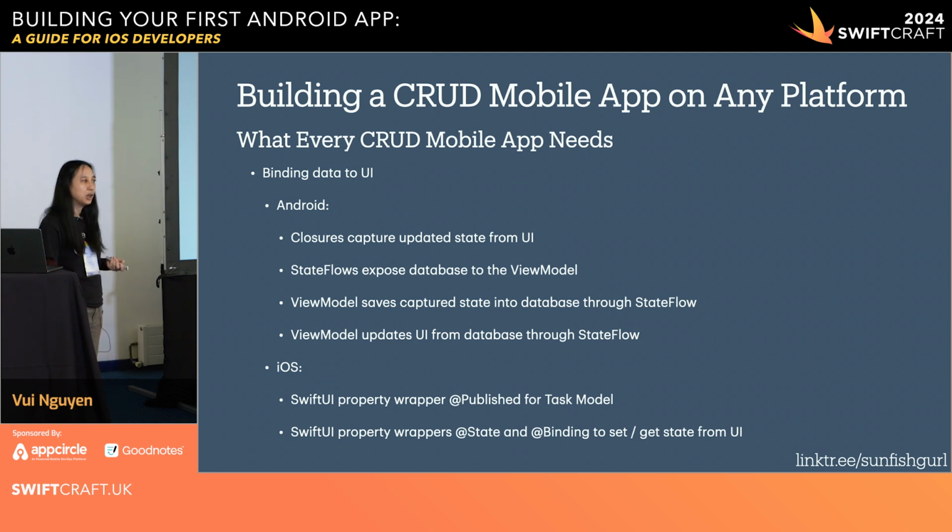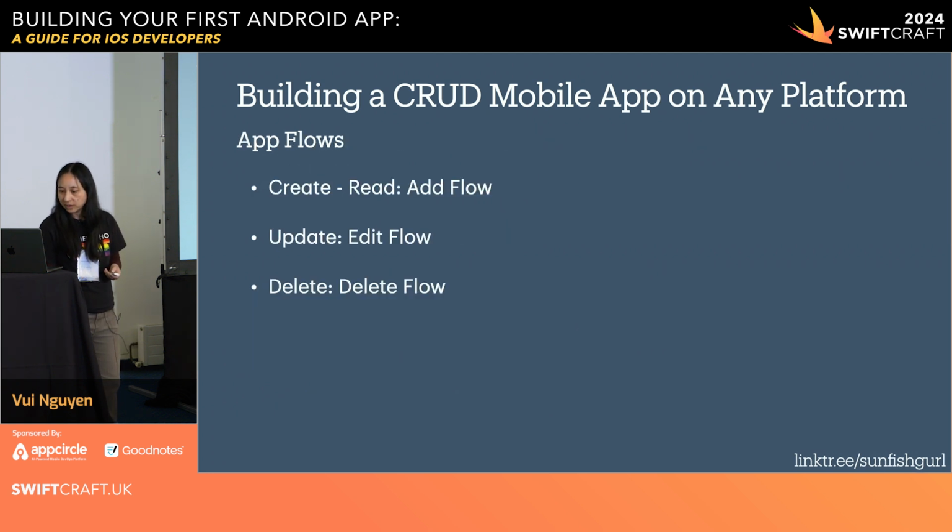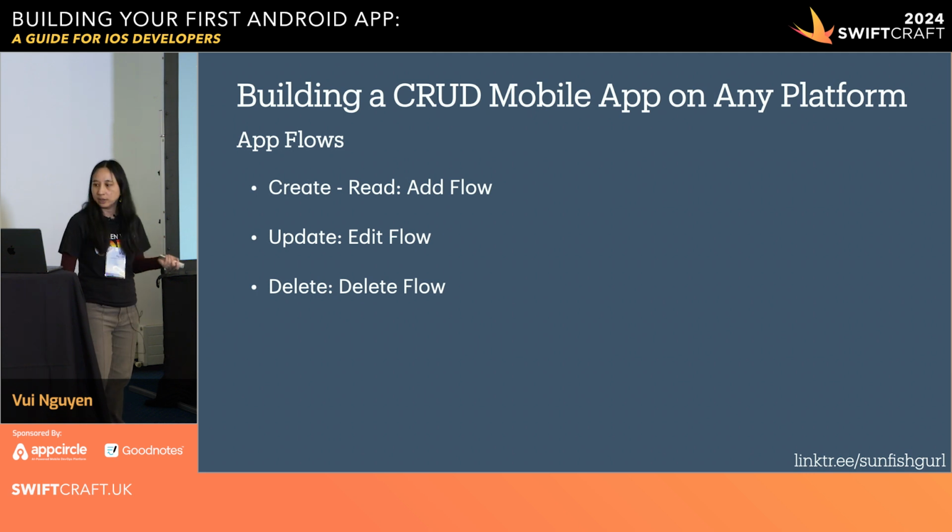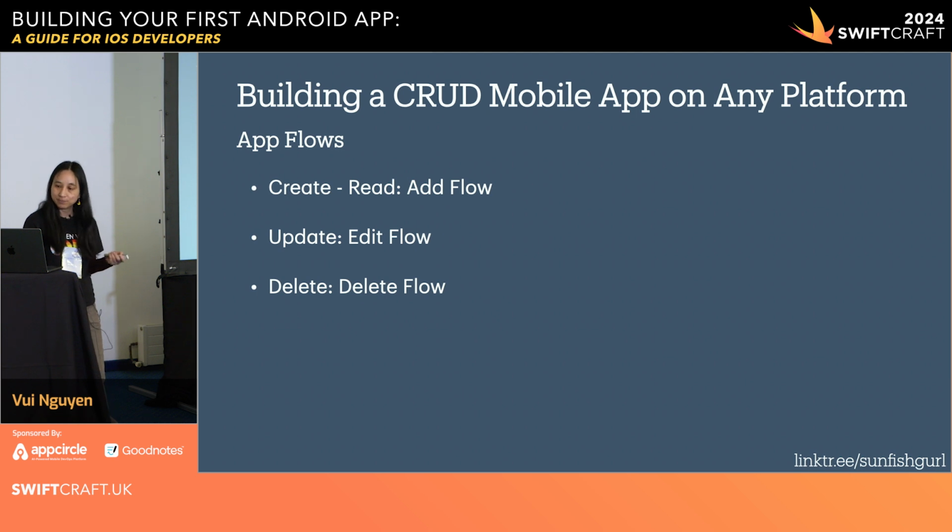For iOS, we're a little bit spoiled because property wrappers do the data binding to the UI for us and also capture state. SwiftData, like I said, kind of encapsulates a lot of things for us, and so do the property wrappers. And then next, we need the app flows. So both iOS and Android implement CRUD using these following app flows, which I will go into in a little bit more detail right now.